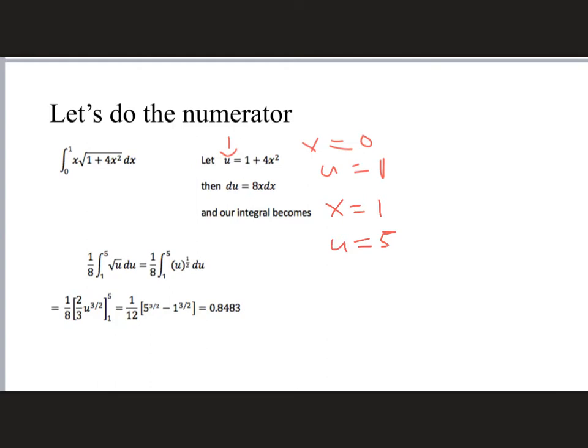The integration itself is now very straightforward. u to the 1/2 du, the integral of that is 2/3 u to the 3/2, and multiply that by 1/8, and you get 1/12 times 5 to the 3/2 minus 1 to the 3/2, and that works out to be 0.8483, and that is the value of this definite integral, which is the numerator in our example.